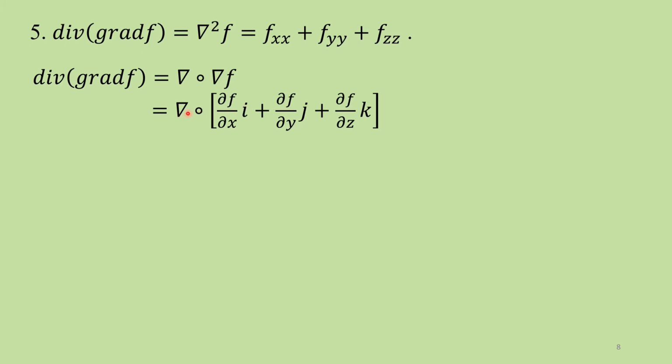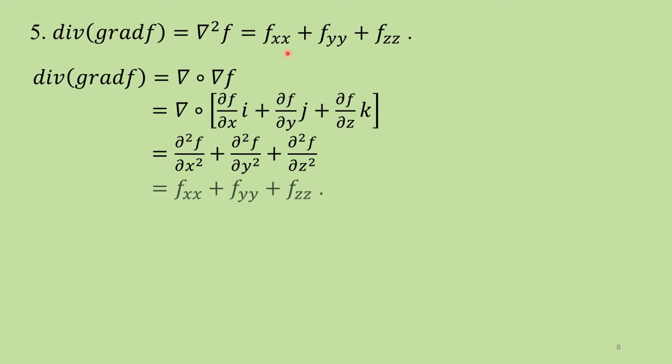So take ∂/∂x of ∂f/∂x, ∂²f/∂x², plus ∂/∂y of ∂f/∂y, ∂²f/∂y², plus ∂/∂z of ∂f/∂z, ∂²f/∂z². So in this result, symbolically I can write fxx plus fyy plus fzz. So the divergence of grad f is nothing but del square f, or that is fxx plus fyy plus fzz.